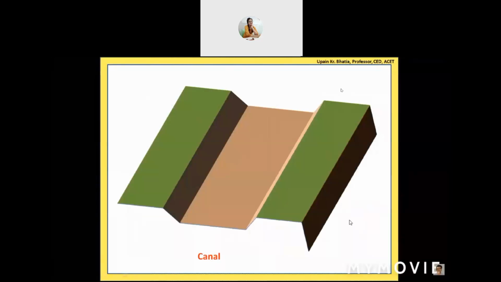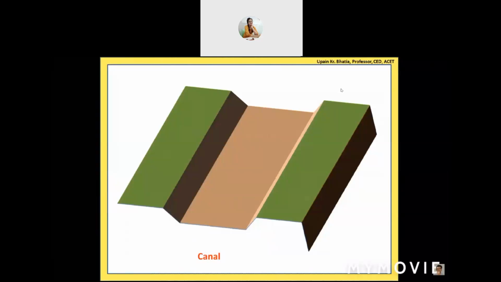Now, once the water has entered into the canal, there was only one device in the river, that is silt excluder. Because the water transfer is started at this point, and at the very first level, we provide silt excluder to exclude the silt from entering into the canal.